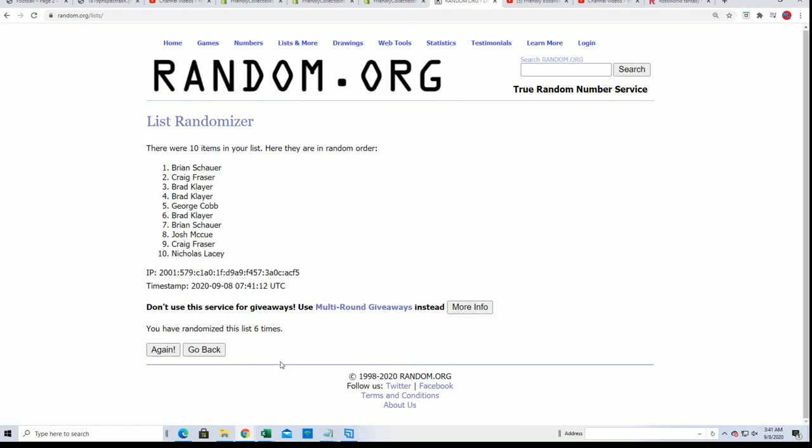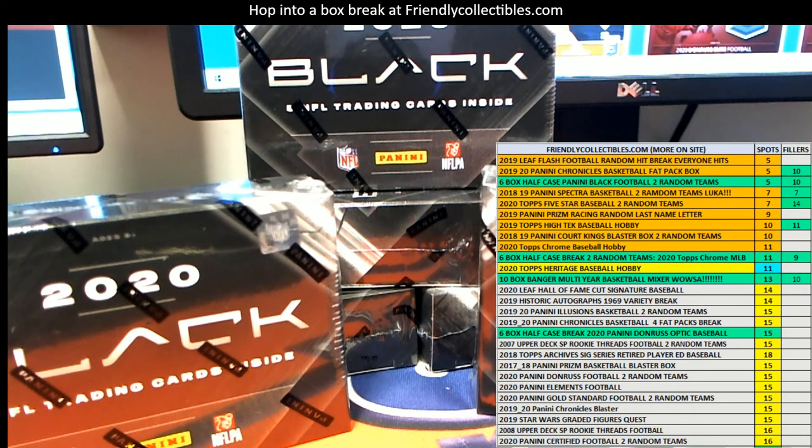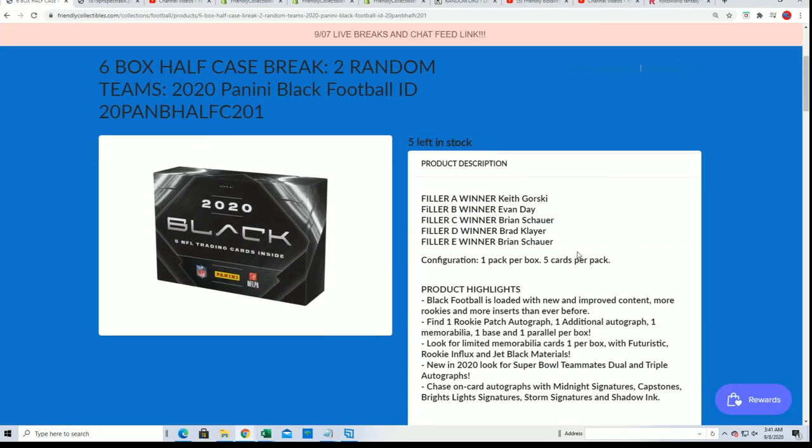Lucky number seven, Brad K. Congratulations. You got into the black box break for a very low price by way of filler. So you are the winner in filler F, Brad. And nice going. You're going to see your name right here with the other winners. I'm going to put that in there right now. And you have got your spot.